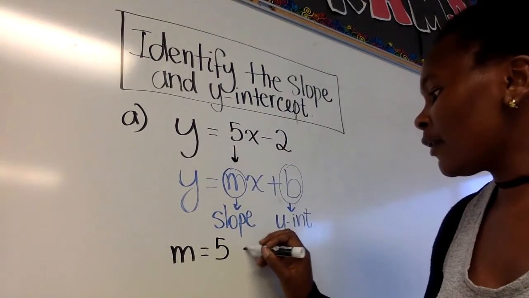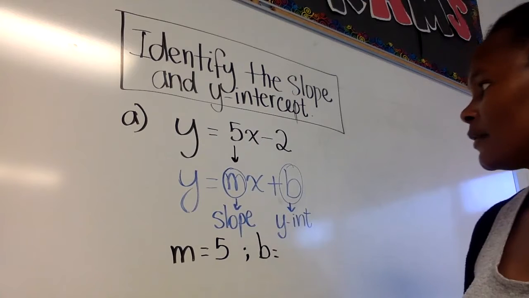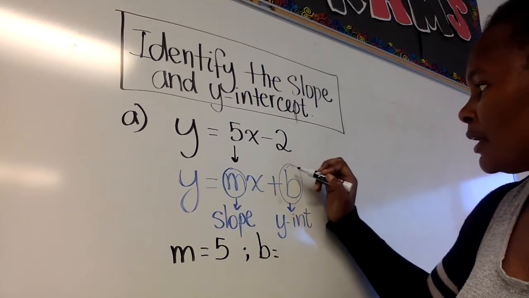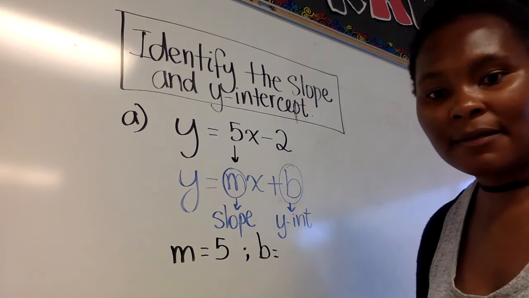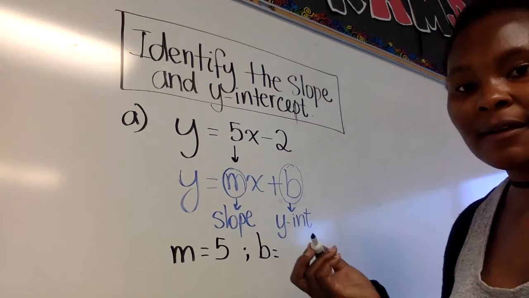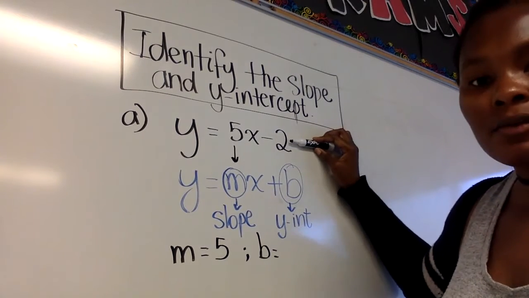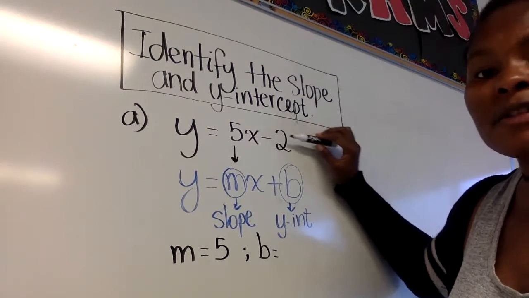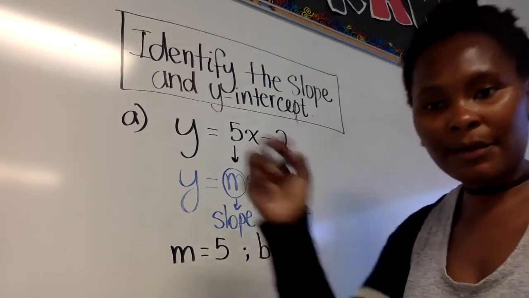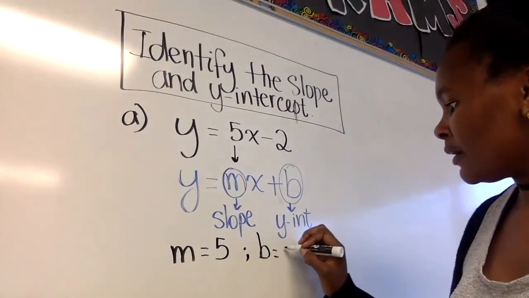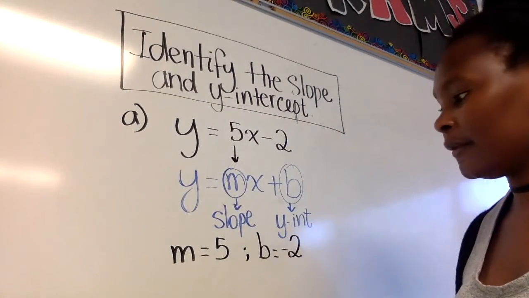So what is b, the y-intercept? Remember, b is the number by itself. What is a number by itself? We call it a constant. Here, the constant is 2, and the 2 has a negative, so it's negative 2. So always carry the sign. So b will be negative 2.